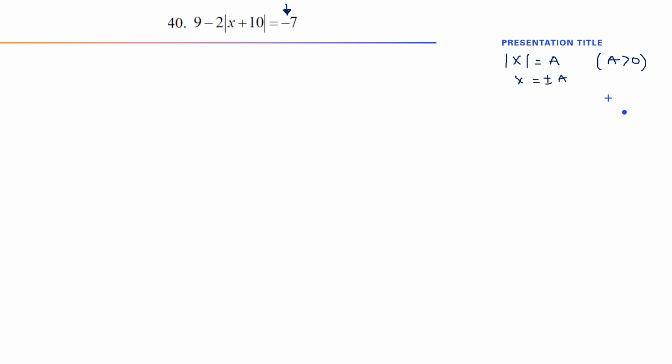But in this case, we haven't simplified yet, so we have to combine like terms first, isolate the absolute value on the left hand side, and see if the right hand side is a negative number or positive number to decide our final answer. So we will subtract 9 from both sides. We will have negative 2 times absolute value of x plus 10 equals negative 16.